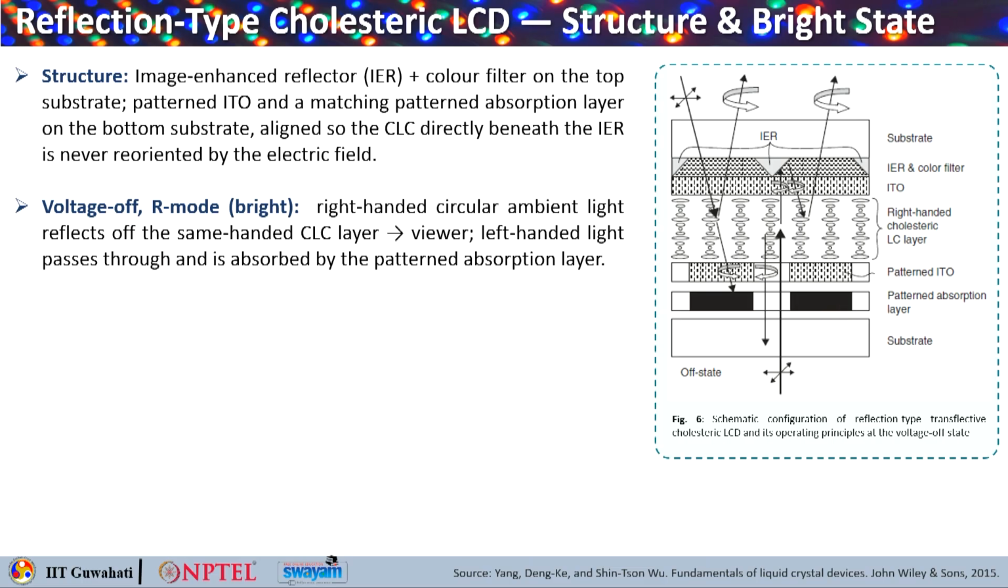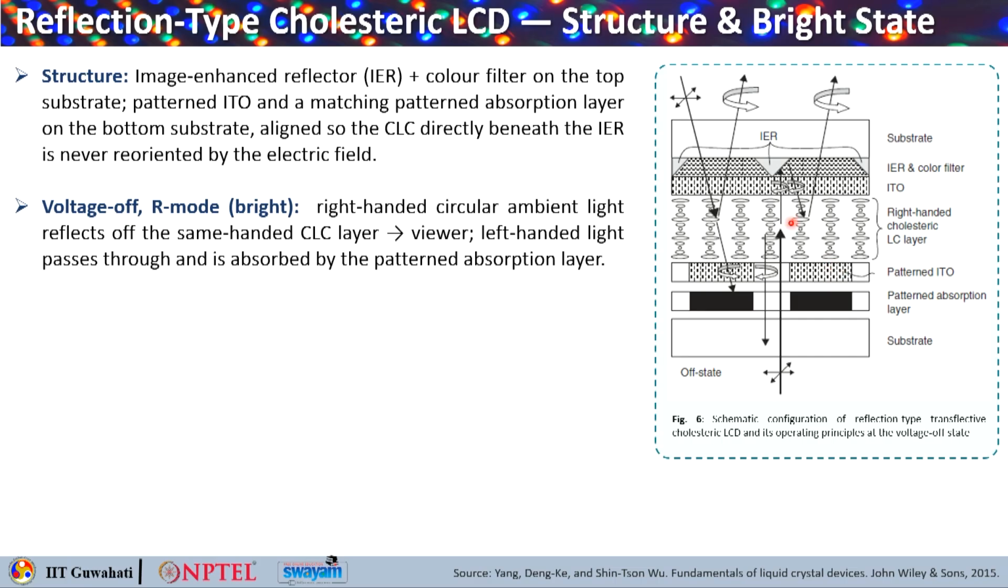So what happens is the specific region of that CLC directly below the IR always stays in its natural undriven planar helical texture regardless of the applied voltage which is appearing elsewhere in the pixel. So it's slightly complicated, but you can see the structure carefully.